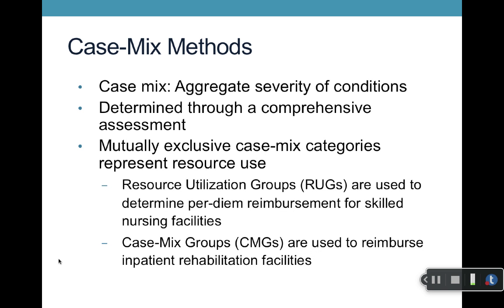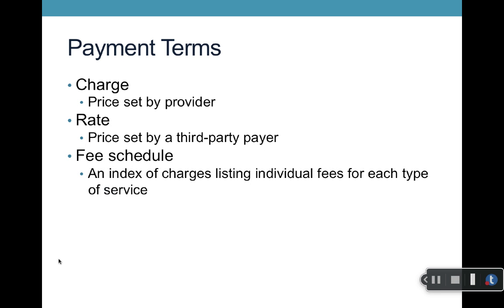There also is a case mix method of reimbursement, which kind of looks at the severity of conditions in the population that you treat, looking at comprehensively who has been treated in the past, and looking at the amount of utilization of resource that the patients that you typically treat in your organization are likely to need. So these are where you see resource utilization groups, or RUGs, used to look at the per diem rate of reimbursement. Now, this is for skilled nursing facilities and inpatient rehabilitation facilities. So this method is used for different kinds of healthcare organizations than inpatient hospitals.